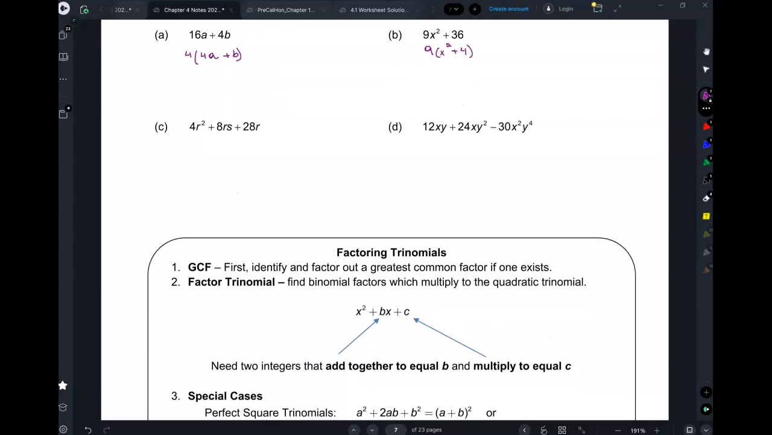What about the next one? What can I factor here? 4 and r. So from the first one, I get r plus, what do I get from here? 2s plus 7. So what are we doing behind the scenes mentally? If I factor out a 4r, for each term I'm mentally dividing by 4r. So 28 divided by 4 gives me 7, and the r's go away. So in the background, in my mind, that's what I'm doing.